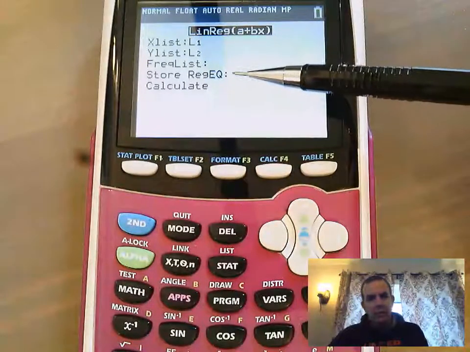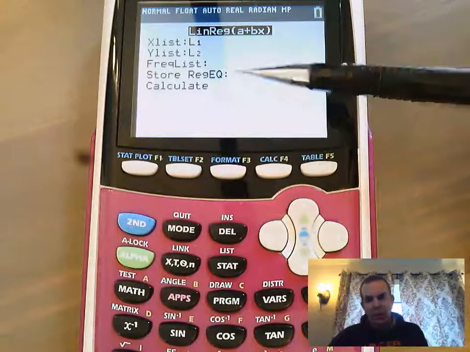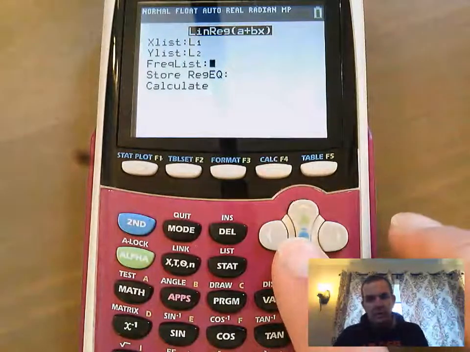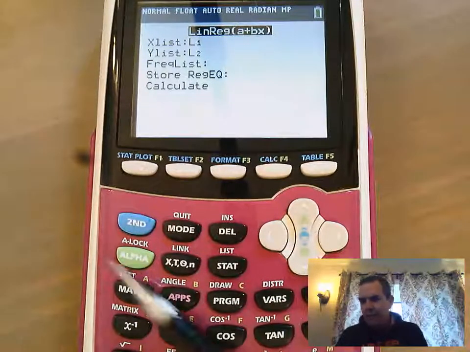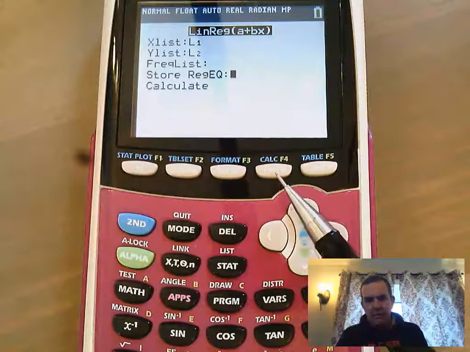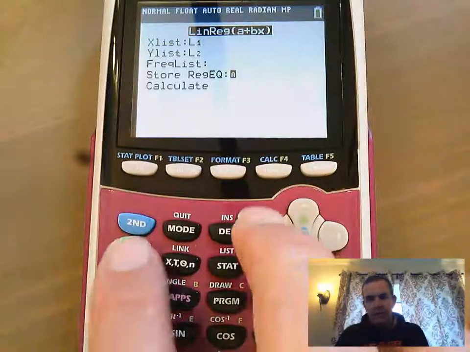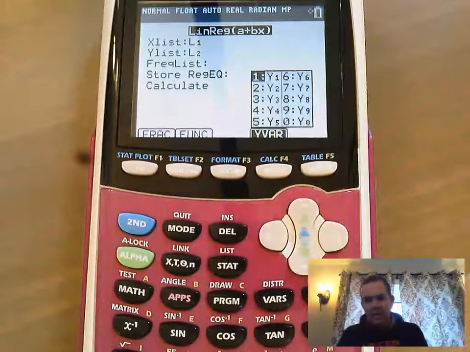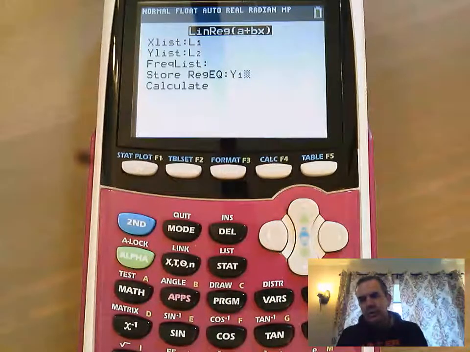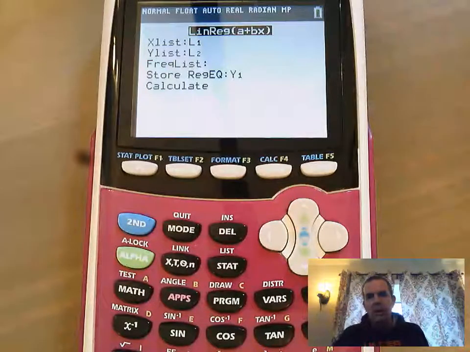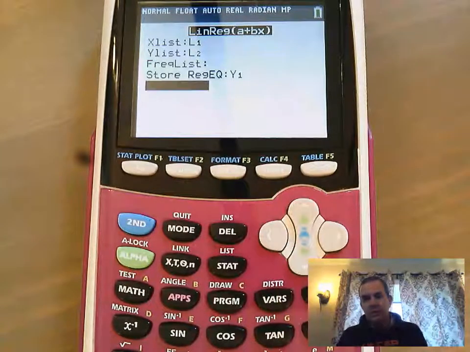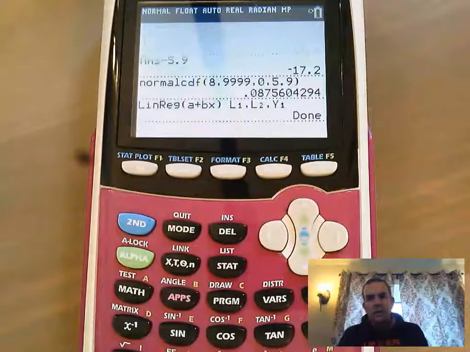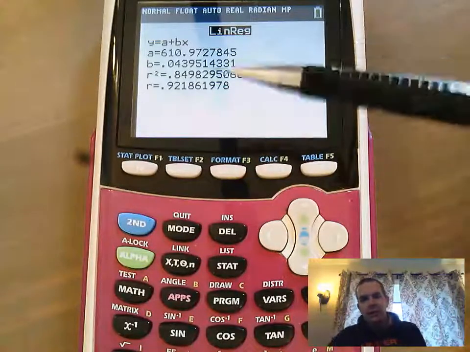The only thing we want to do is when we get down here to store reg equation, we want to hit the alpha button, the trace button, and then enter. So we want to do alpha, trace, enter. And what that's going to do is store the regression equation in our Y1 in our calculator so we can use it to make predictions, which is something we're going to have to do in a follow-up question. So now we want to arrow down to calculate.